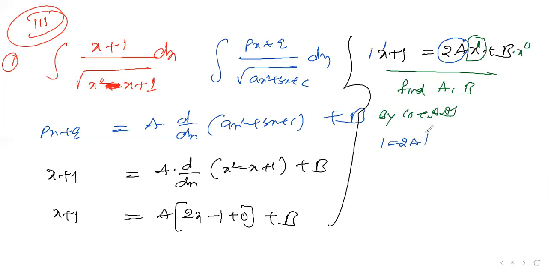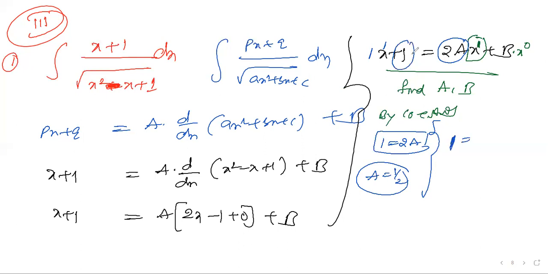Please understand this as in partial fractions. Now a is equal to how much? 1 by 2. Next, compare constants. The constant here is 1. Compare the x power 0 constants, both are the same. 1 is equal to b. What's the value of b? 1. Like this, you take the highest power x power 1.